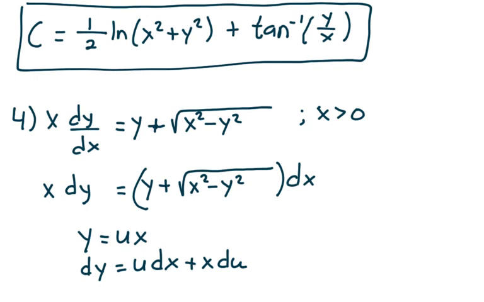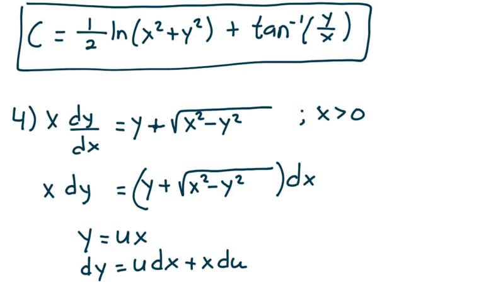Let's take a look at example 4. Suppose we're given x dy dx is equal to y plus the square root of x squared minus y squared. Another way to say that: in example 4, suppose we're given x dy dx is equal to y plus the square root of x squared minus y squared, where x is greater than 0.